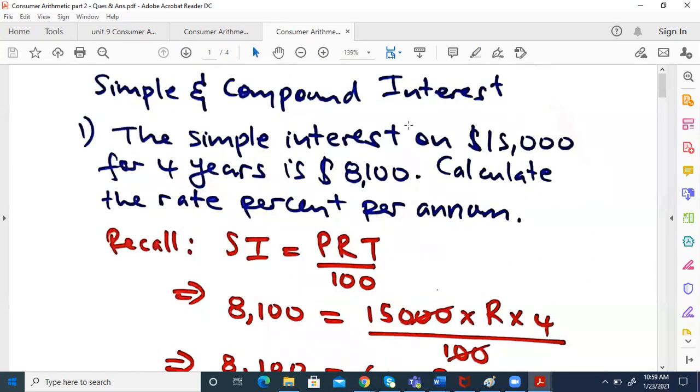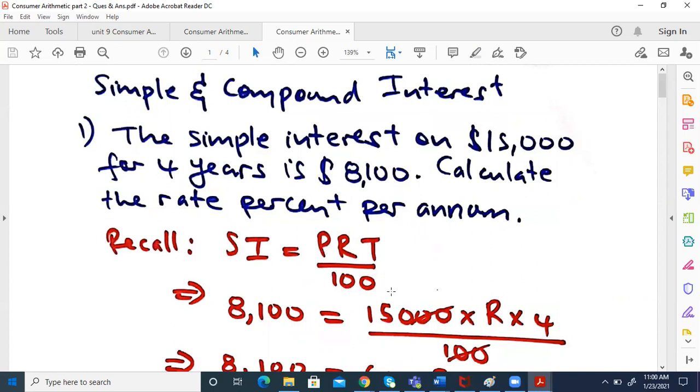The simple interest on $15,000 for 4 years is 8,100. Calculate the rate percent per annum, right? So recall SI means simple interest, PRT. P means principal, R is rate, T is time. Cool.